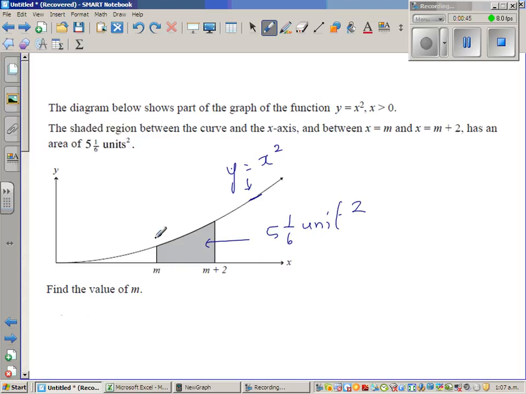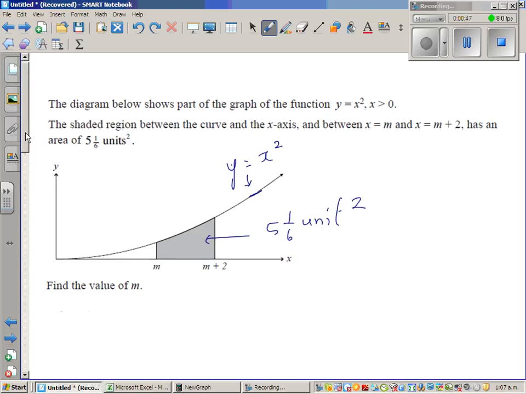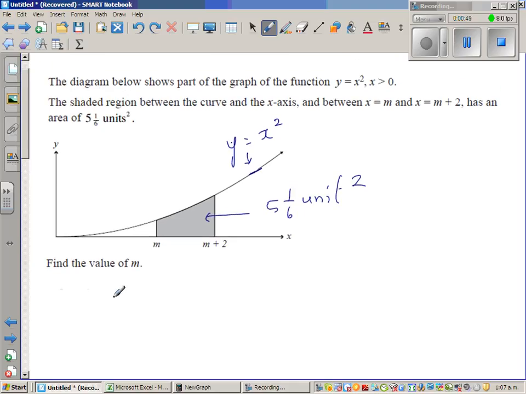Okay, so to find area, we use integration. So we can say the shaded area is the definite integration from m to m plus 2 of x squared dx.